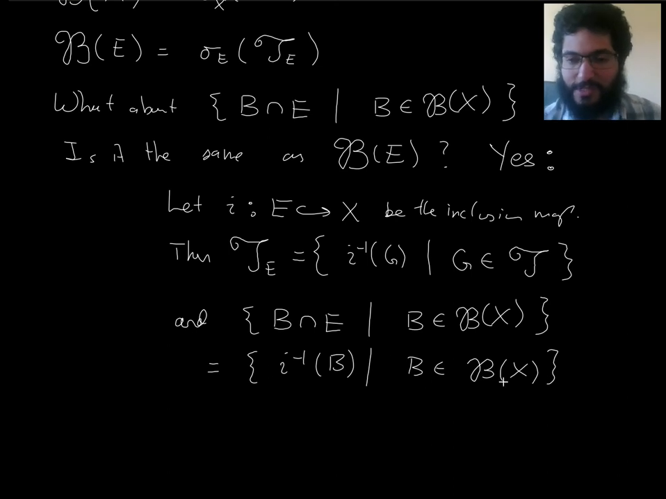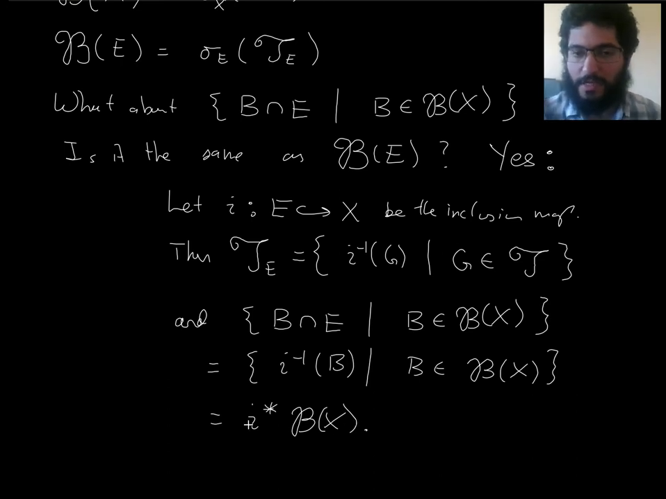Okay, so what is this then? If you take the preimages of all the elements of a sigma algebra under a map, that's what we call the pullback. This is the pullback under the inclusion map of the Borel sigma algebra on X. So the question that I'm asking here when I say are these the same is: is the Borel sigma algebra on E what I would get if I pulled back the Borel sigma algebra on X along the inclusion?